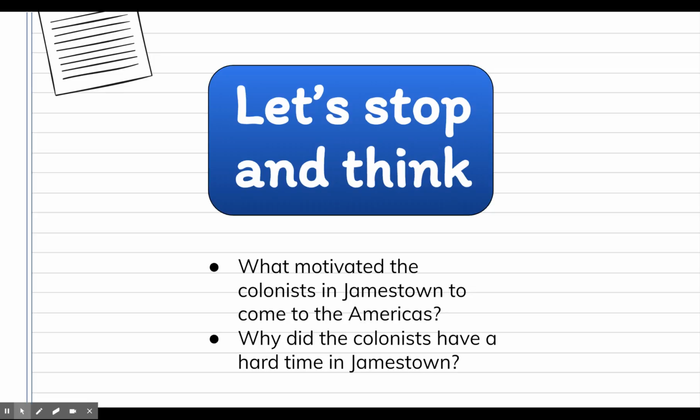So let's stop and think. So what motivated the colonists in Jamestown to come to America? So we talked about business ventures. They were kind of business motivated, wanting to make money, establish cash crops that are going to be profitable. So that was their initial kind of intention. So we see primarily coming over to Jamestown are businessmen, or men looking to make money.